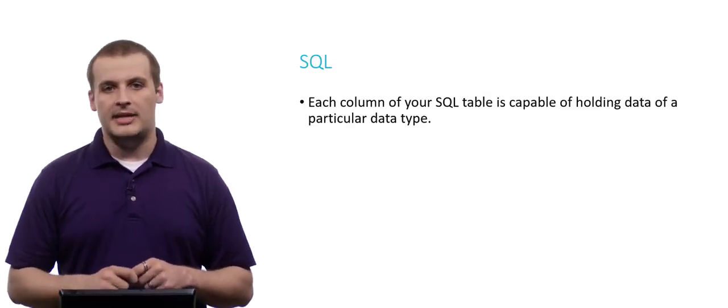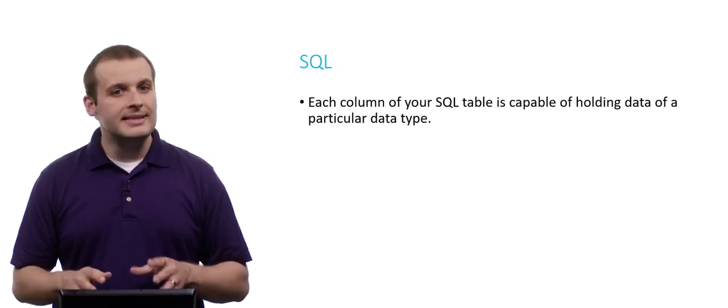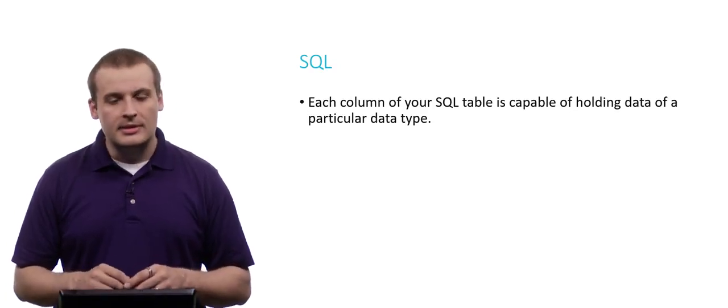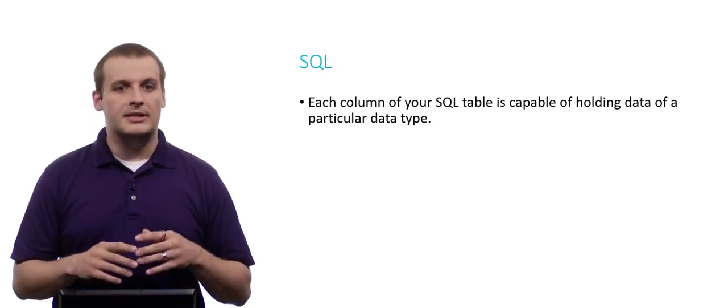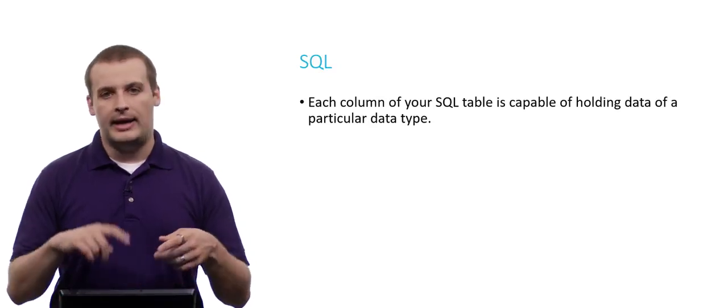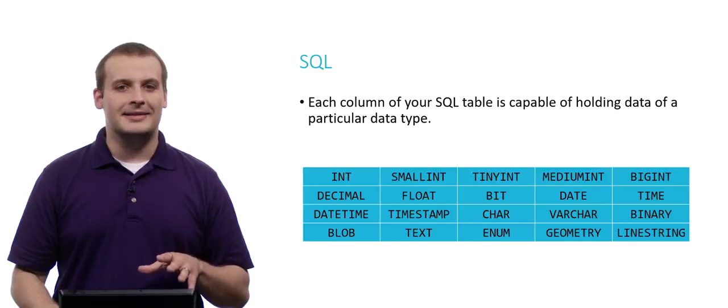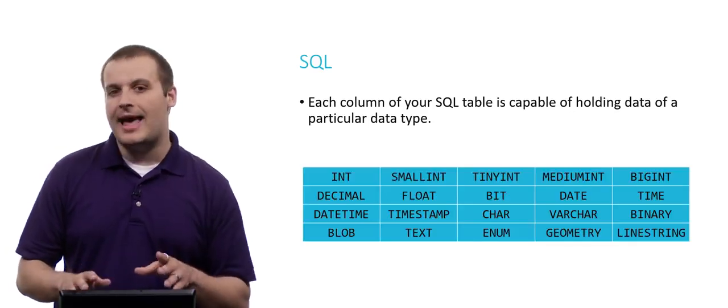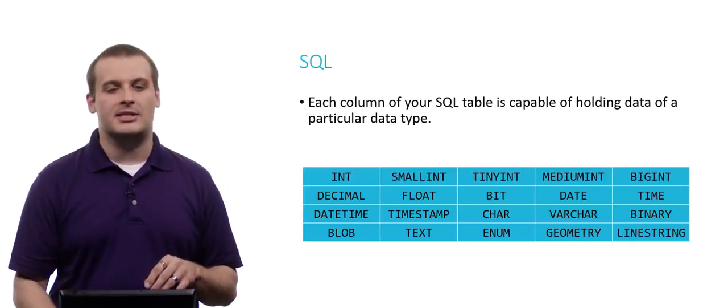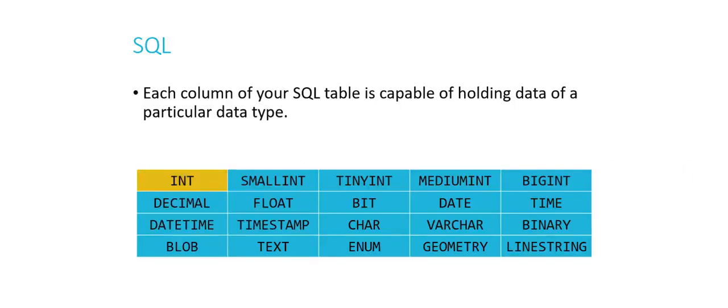Just like in C, every column of our SQL table is capable of holding data of different data types. So in C, for example, we had characters and strings and integers and floats. And SQL has a few more data types than that. This is just 20 of them, and this is not even an exhaustive list. But some of these things should look familiar. So for example, we have int, which can store integers. But we also have these 4 other types, which can hold integers with different upper bounds.